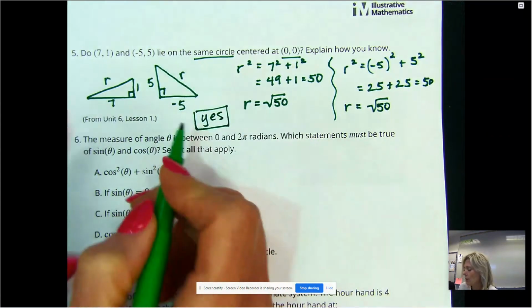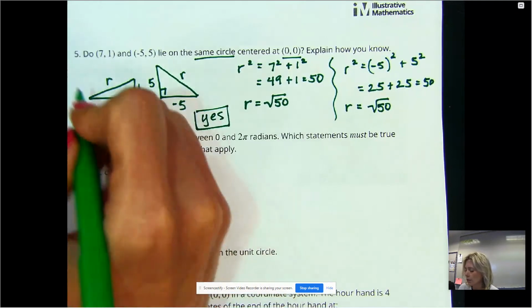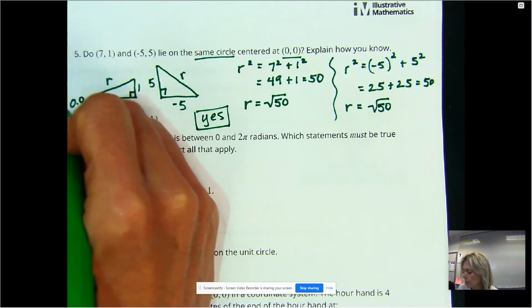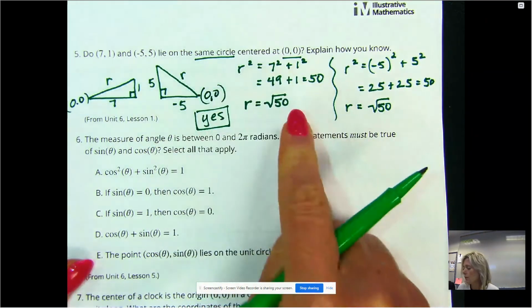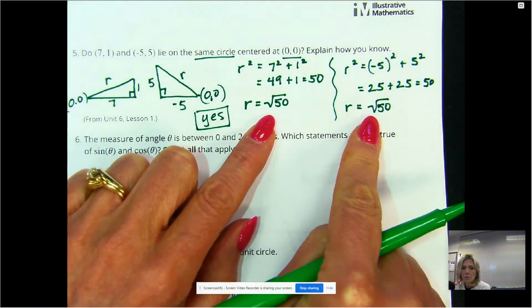I can show that the radius for each of these when centered at (0, 0), so this would be (0, 0), and this would be (0, 0). We get the same radius, so they must be on the same circle.